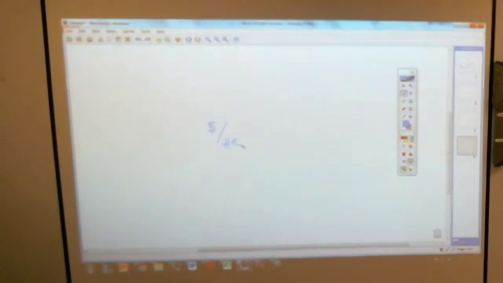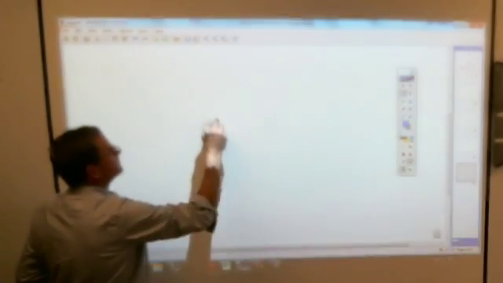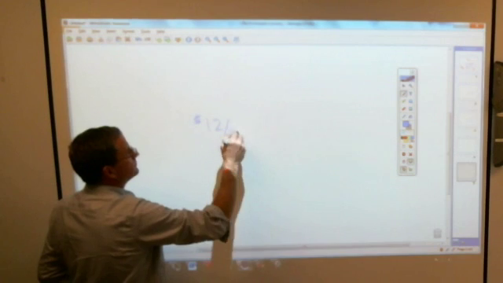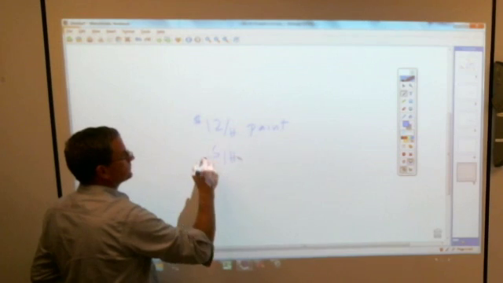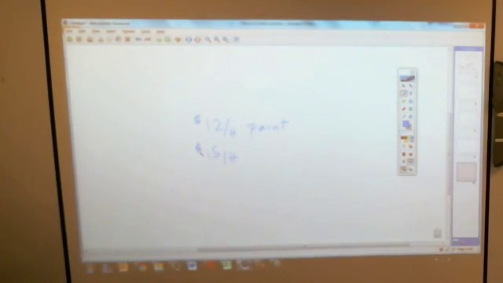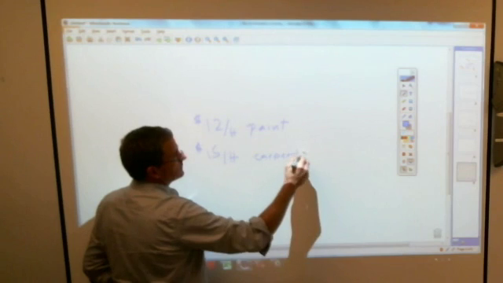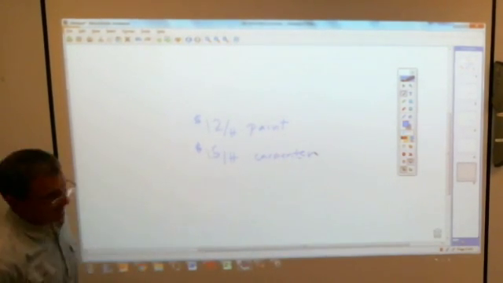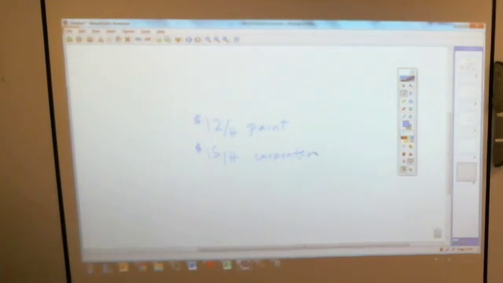I don't see pencils moving, so I have to question what's going on there. It's $12 an hour painting, and carpeting. Do we get an answer, Abram? $14. Abram says 14.